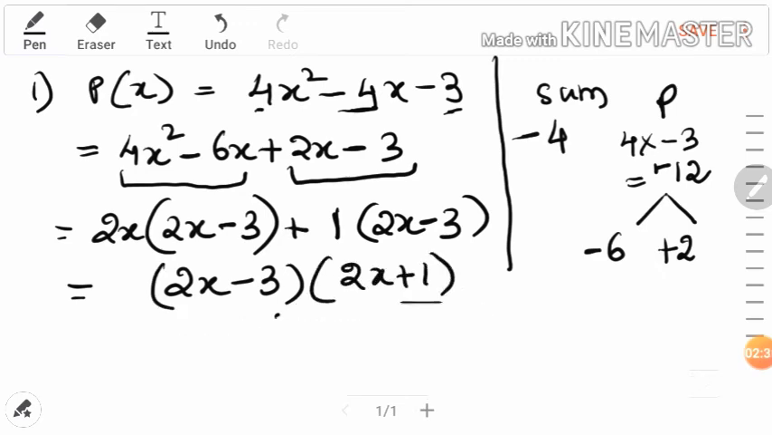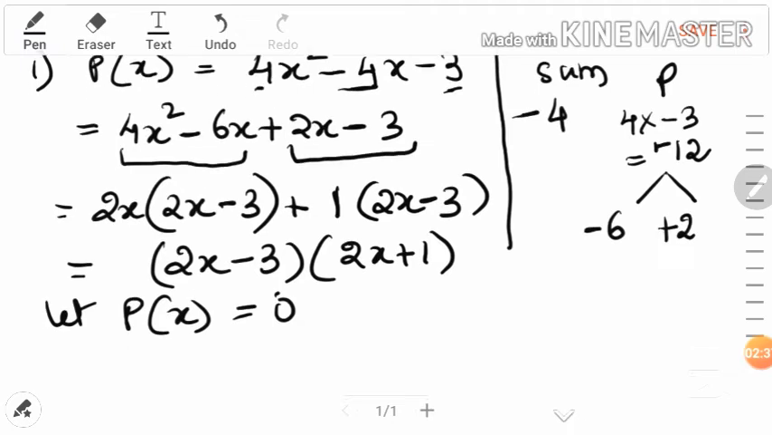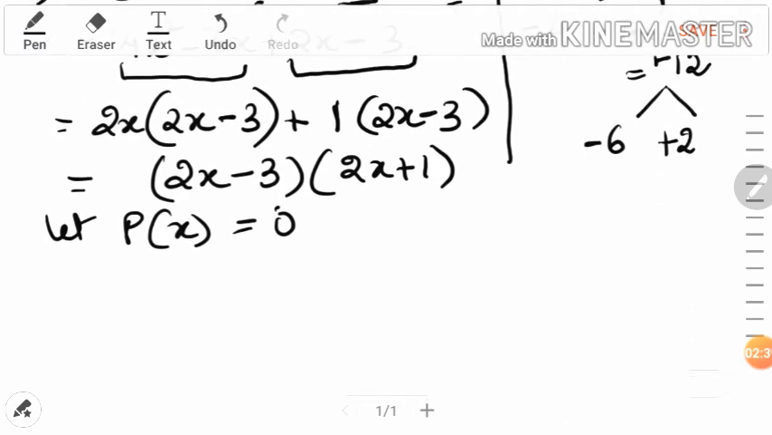In order to find the zeros, p of x should be equal to 0. So let p of x equal to 0. If p of x is 0, then the factors of that polynomial are also 0.